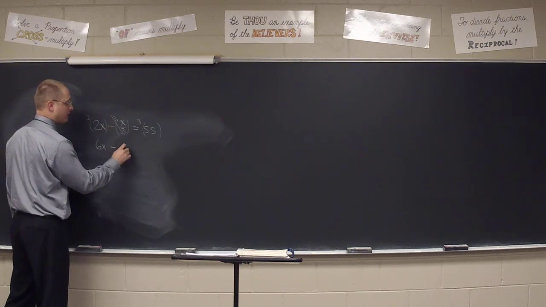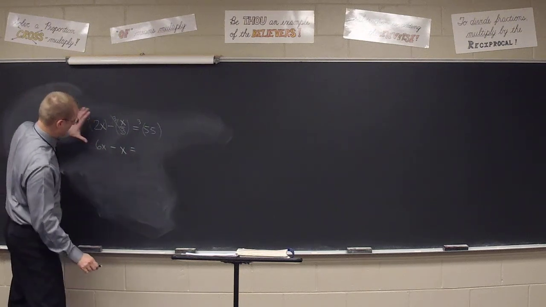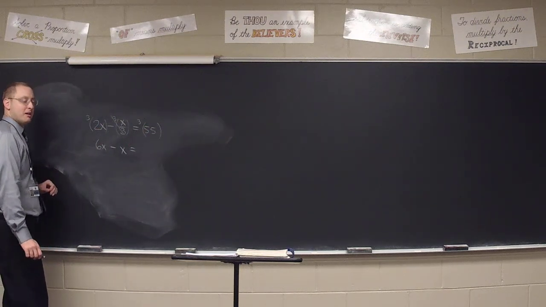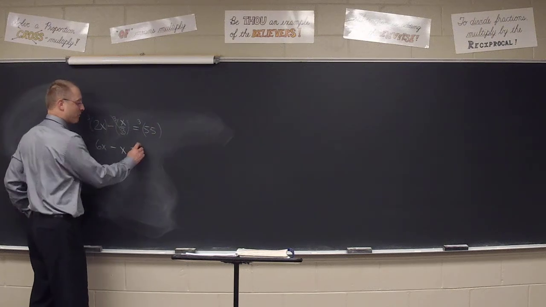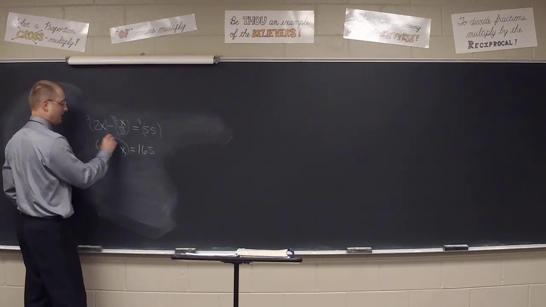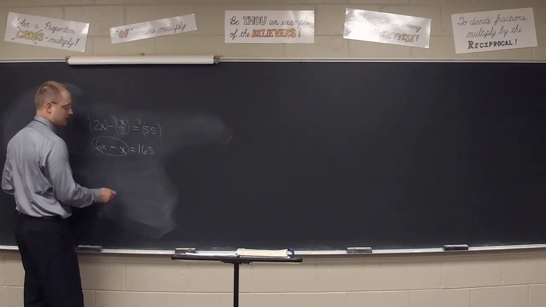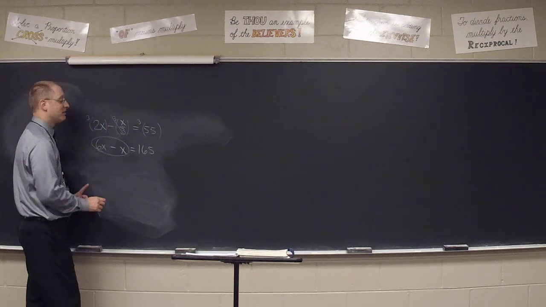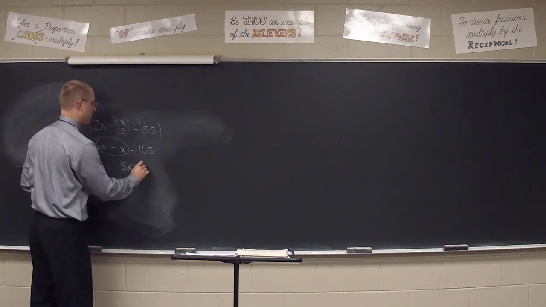Or negative x. And then 3 times 55. I'm not sure why we're slowly drifting downhill here. But 3 times 55 is 165. And then we can combine like terms. 6x minus x, 7x. I mean, 5x. 5x is equal to 165.